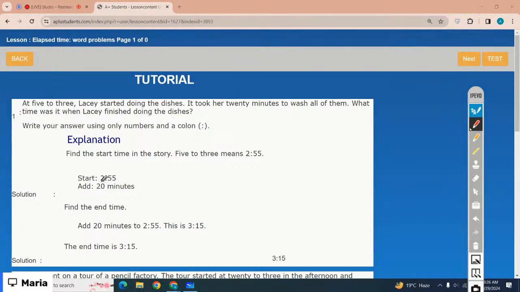That means the start time is 2:55, right? Then it took 20 minutes, so you need to add 20 minutes to 2:55. So when you add 20 minutes, it would be 3:15. That means the end time is 3:15, right? Let's just start with the test questions.